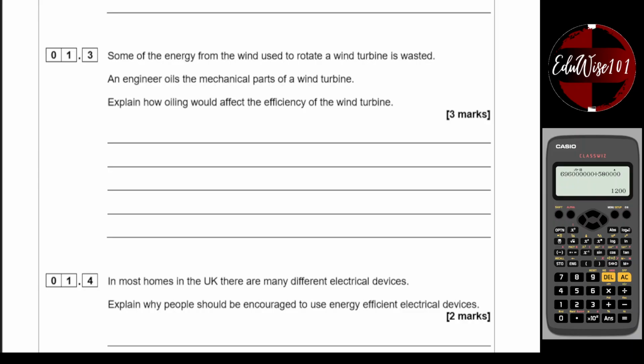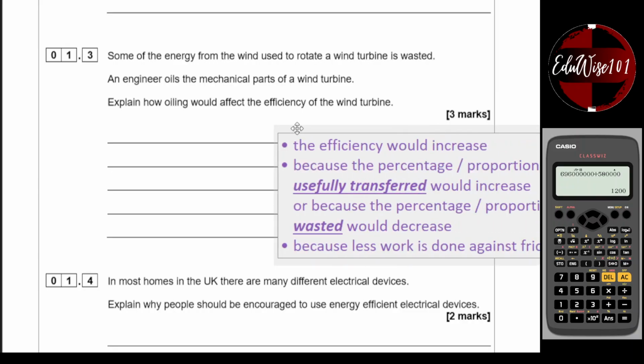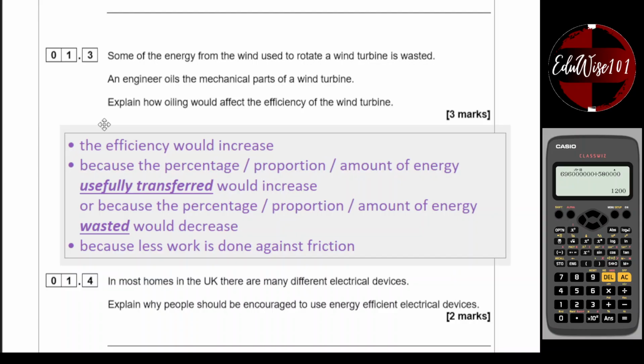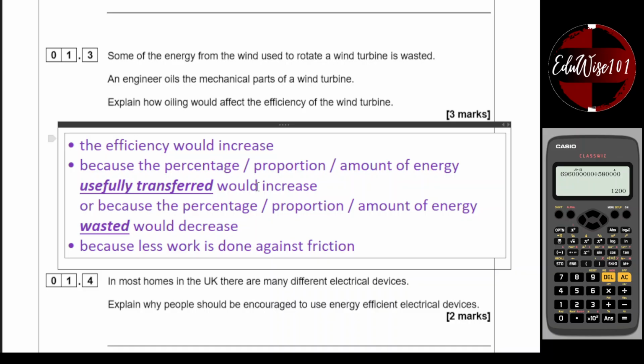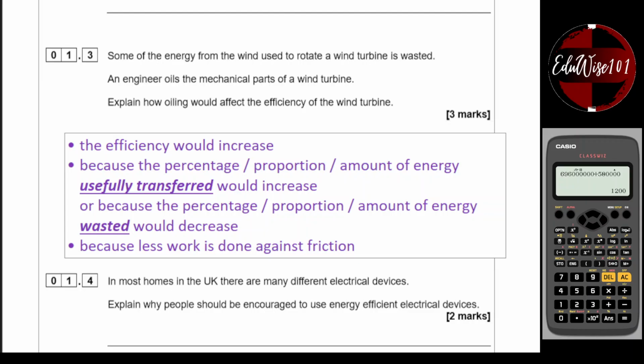So, for 3 marks, you need to say what happens to the efficiency first and then explain why it happens. So here's the answer. The efficiency would increase because the efficiency, or the proportion, or you could say the amount of energy usefully transferred, would increase. Or you could say because the percentage or the proportion or the amount of energy wasted would decrease. Why would that happen? Because less work is done against friction in the moving parts.